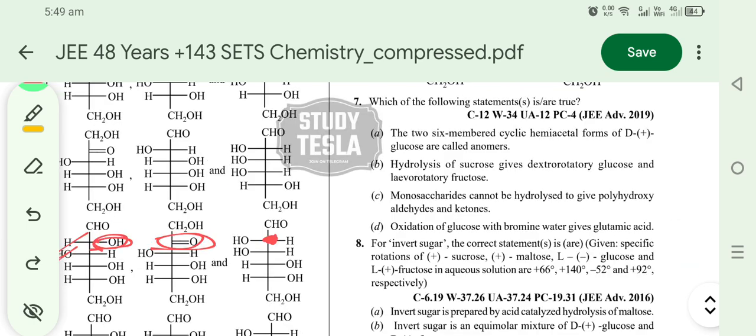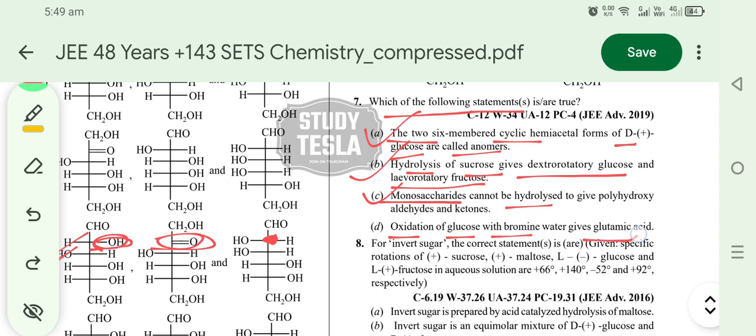Which of the following statements are true? Two six-membered ring cyclic hemiacetals of D-glucose are called anomers. True statement. Hydrolysis of sucrose gives dextrorotatory glucose and levorotatory fructose. True statement. Monosaccharides cannot be hydrolyzed. It is also true. Oxidation of glucose with bromine water gives gluconic acid, not glutaric acid. So D is the wrong one.